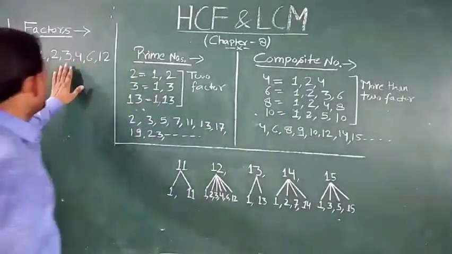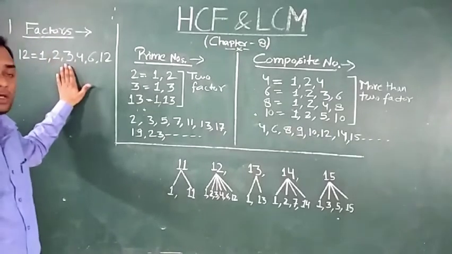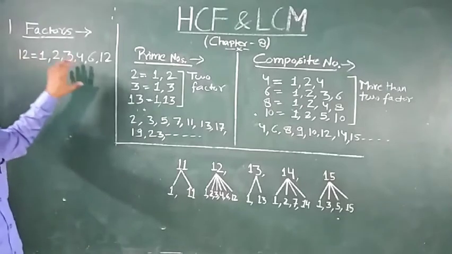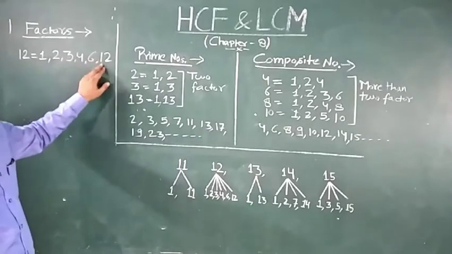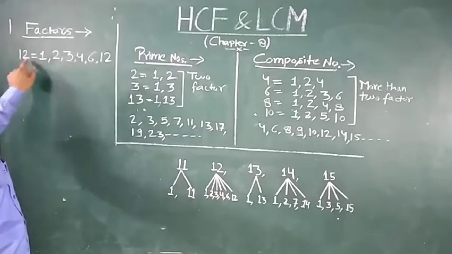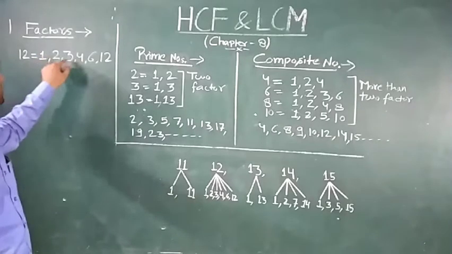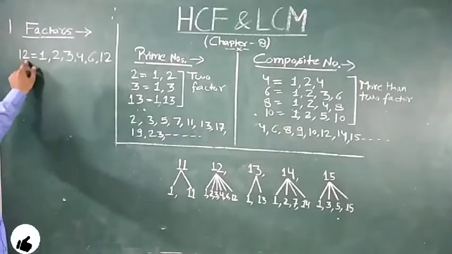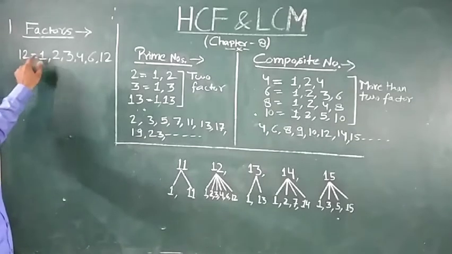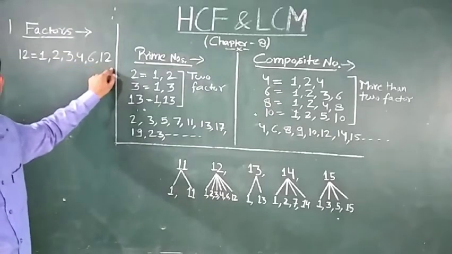In the last video I told you what factors are. Factors are all those numbers which divide the given number. Means 1, 2, 3, 4, 6 and 12. These are all factors of 12 because each and every individual number divides 12. 12 is divisible by 1, by 2, by 3, by 4, 6 and 12 also.